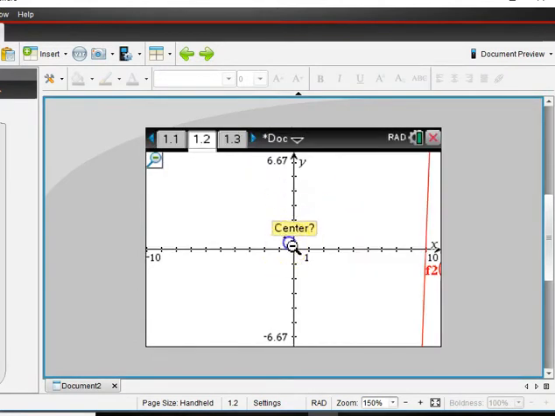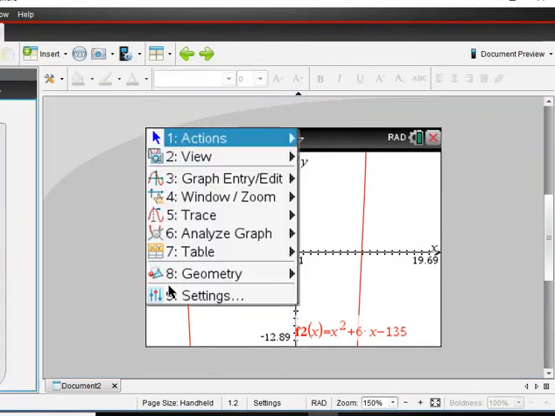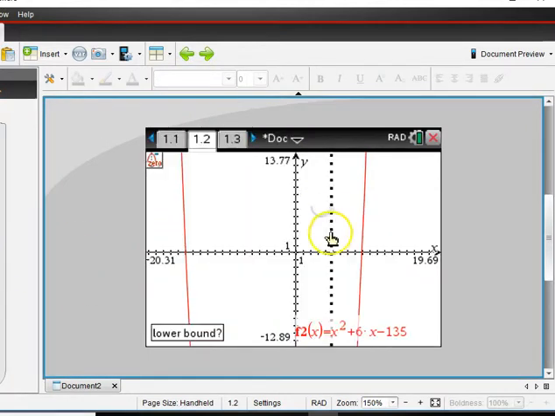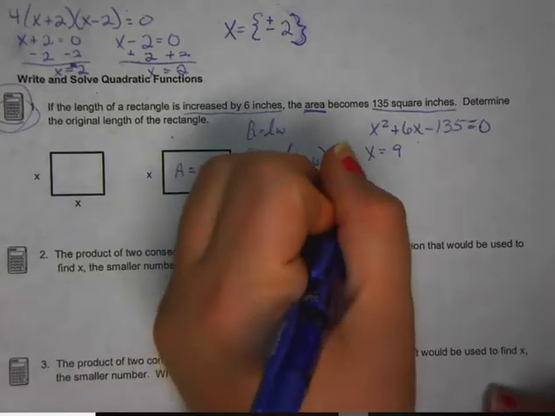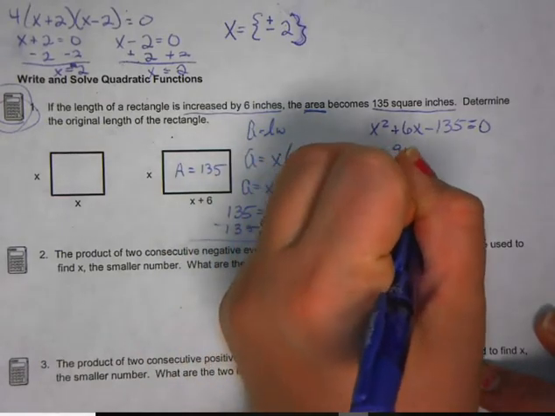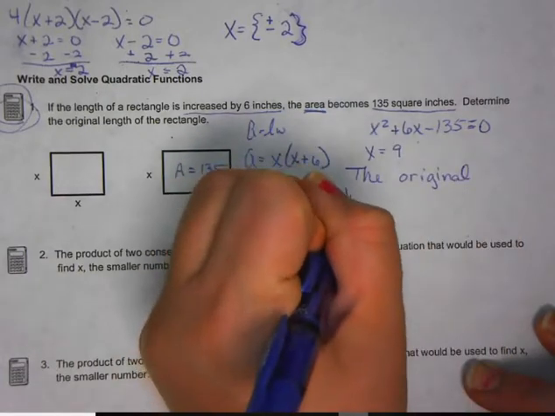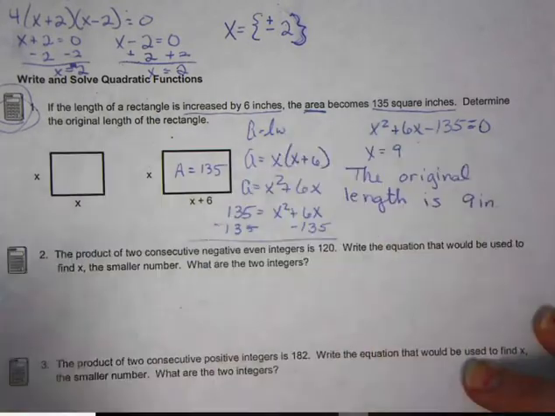But let's go ahead and zoom out just so we can see them. There we go. We have one over here and one over here. We only care about this one. So the way we're going to find out what that number is, we're going to go Menu, Analyze, Zero. And we'll put the lower bound to the left, upper bound to the right, and it gives me 9, 0. So x equals 9, because we only care about the positive ones. Right? And remember, anytime your question is in words, your answer should be words. So the original length is 9 inches.